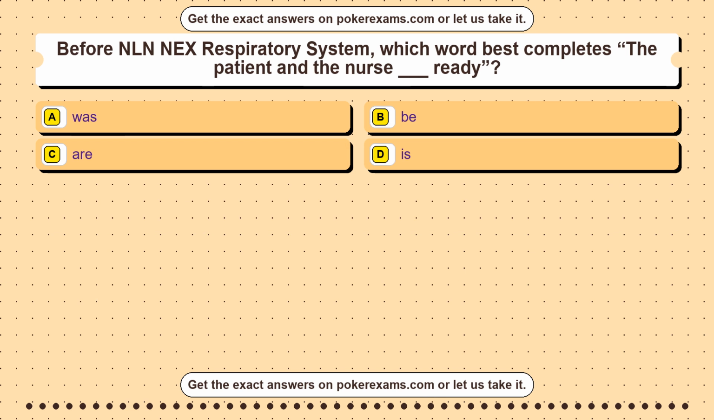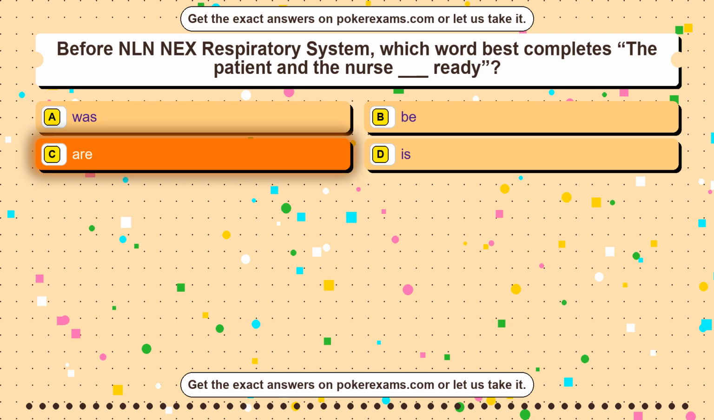Question 35. Before GED reading comprehension practice, which map feature explains symbols? Option A, compass only. Option B, border. Option C, legend. Option D, scale only. The correct answer is option C.